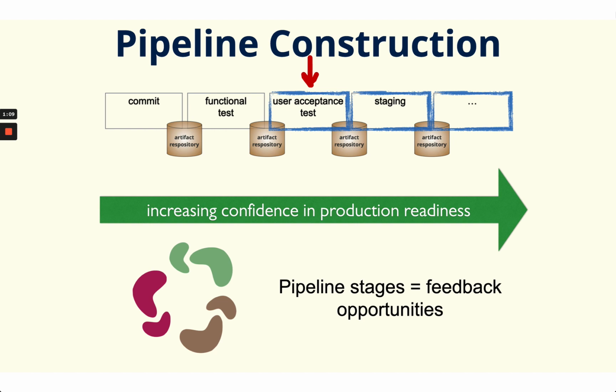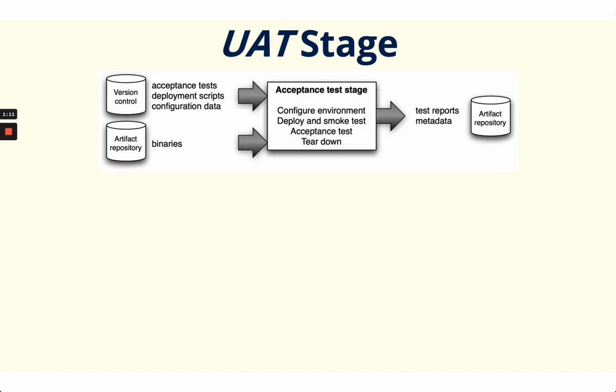So in that stage, let's say we're several stages in our deployment pipeline, and the stage before this has been successful. And so now it'll trigger this user acceptance stage, which will pull in acceptance tests, deployment scripts, and configuration data, and pull in any binaries from the artifact repository. Then this first step is configure environment. This is: use Puppet or Chef to build out a virtual machine, or build a container, or use something like Terraform to build a cloud environment for me to deploy this code on.